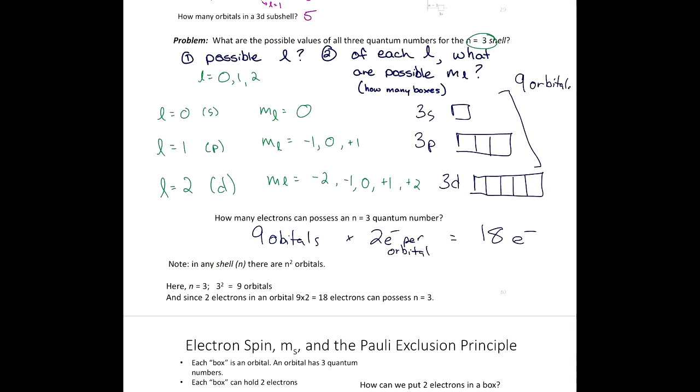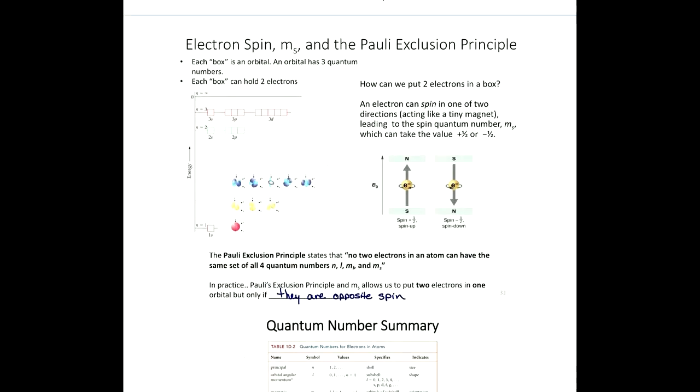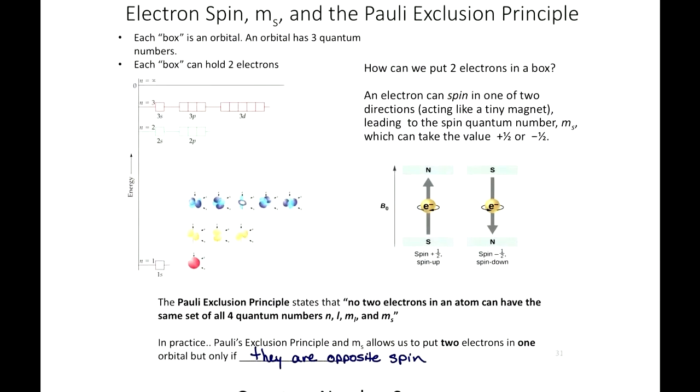I didn't mention this, but we can fit 2 electrons in each box. The reason we can do that is because of the last quantum number, which is ms, our electron spin. The only way we can put 2 electrons in a box is if one is spin up and one is spin down. If our electron is spin up, we say that it has a positive 1/2 spin. And if it's spin down, we say it has a negative 1/2 spin. So those are the quantum numbers for those individual electrons.